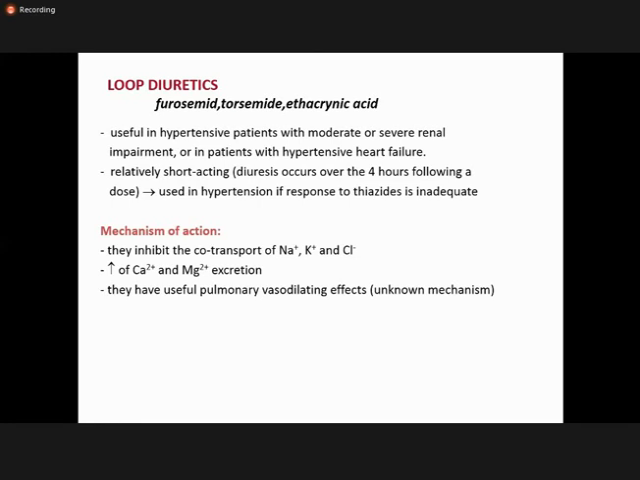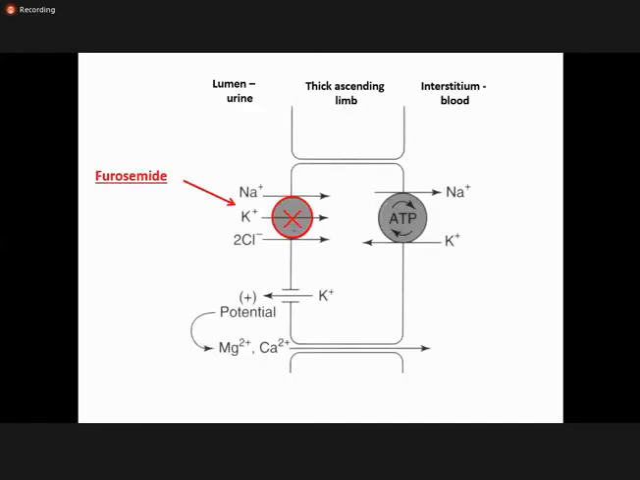Here you can see increased calcium and magnesium excretion, but the key difference is that it enhances the excretion of calcium, whereas thiazide diuretics prevent the excretion of calcium. They have useful pulmonary vasodilating effects, but the mechanism of action is not clear.